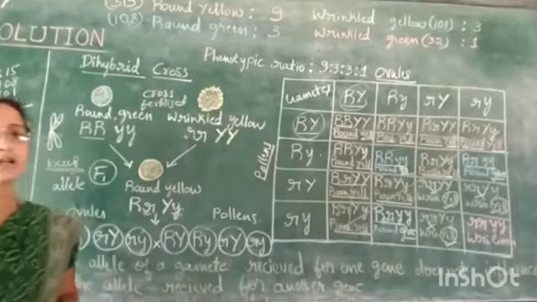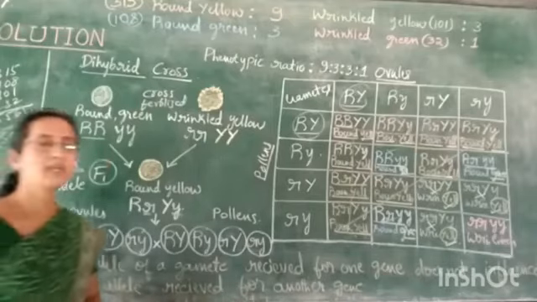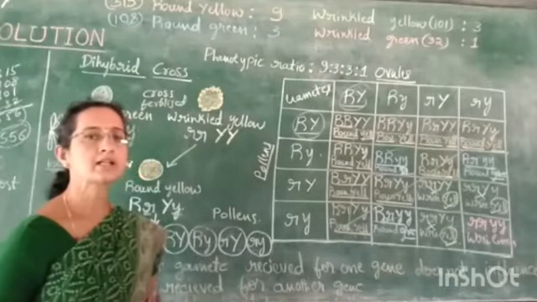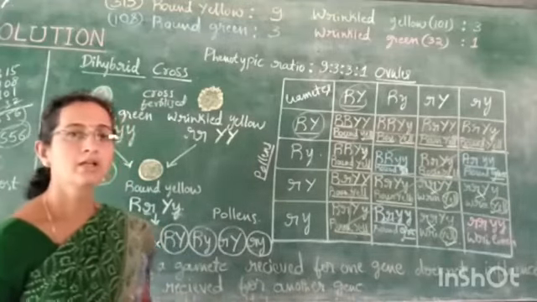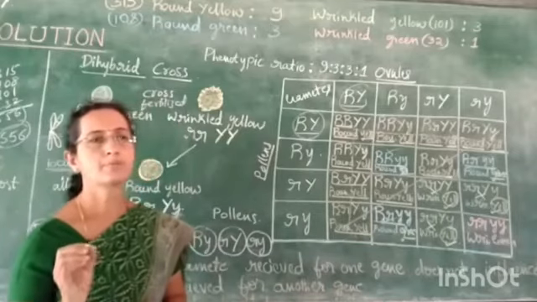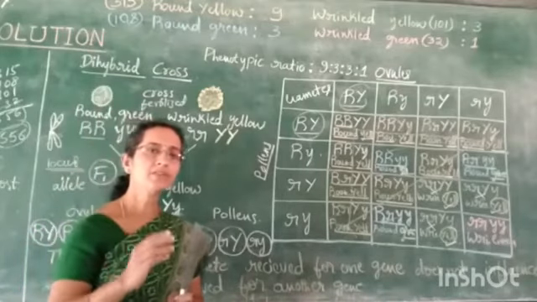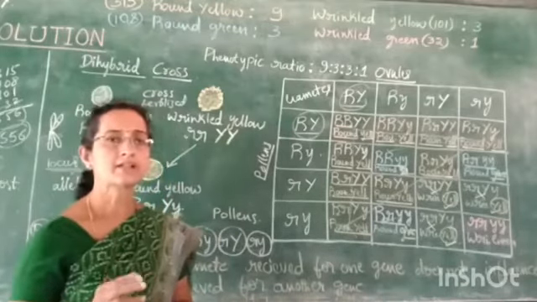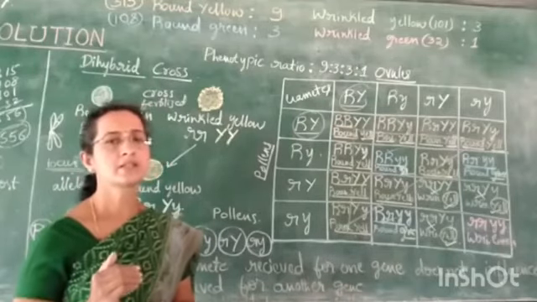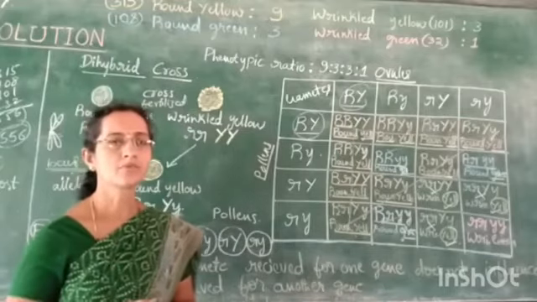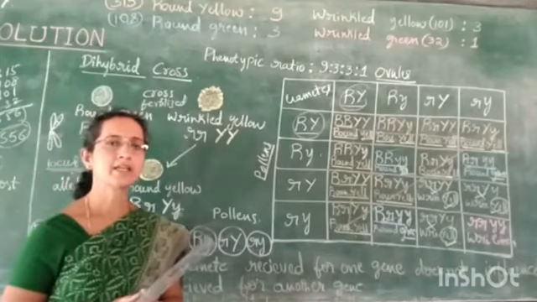So what did Mendel conclude from this experiment? In the earlier experiment, he selected only one character in the plant, the length of the stem. The length of the stem had 2 factors, one tall and another short. Tallness is always dominant over the recessive. He concluded this, and that was called the law of segregation.